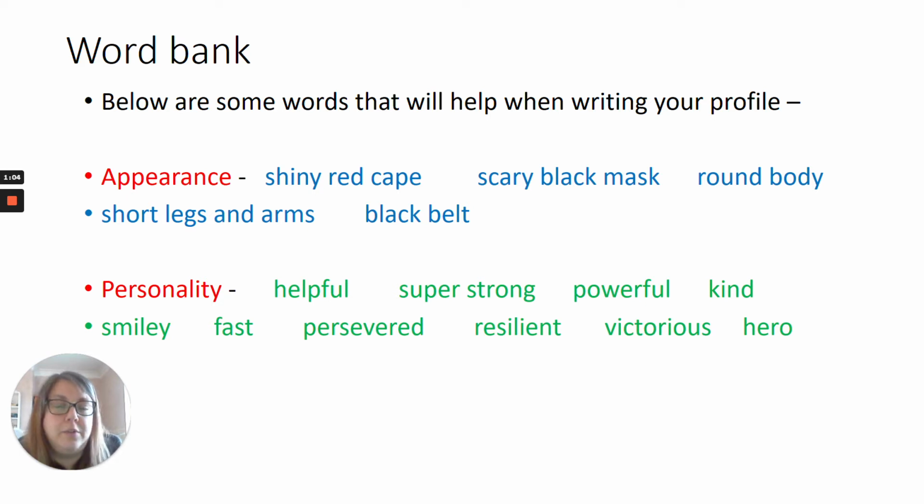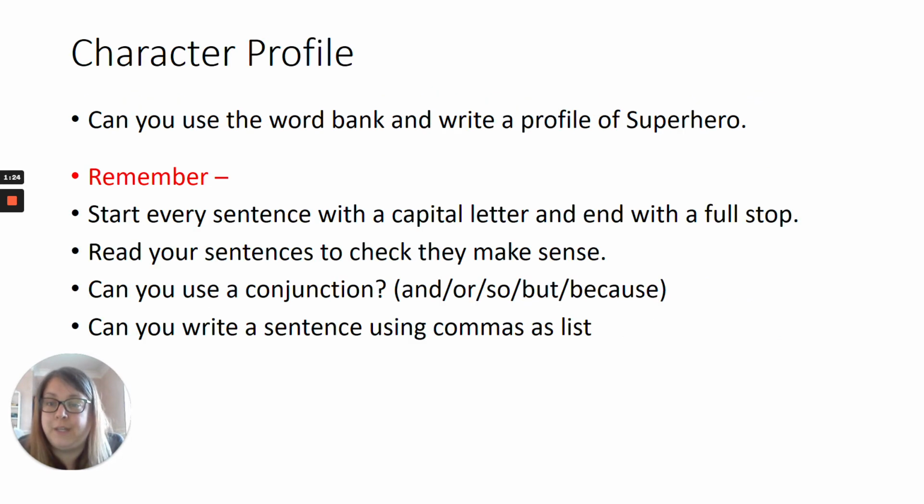Personality. He's helpful, super strong, powerful, kind, smiley, fast, persevered. He was resilient, victorious, and he was a hero. So what we're going to do with these words is we're going to pop them into some sentences to create a profile all about Sue Potato.